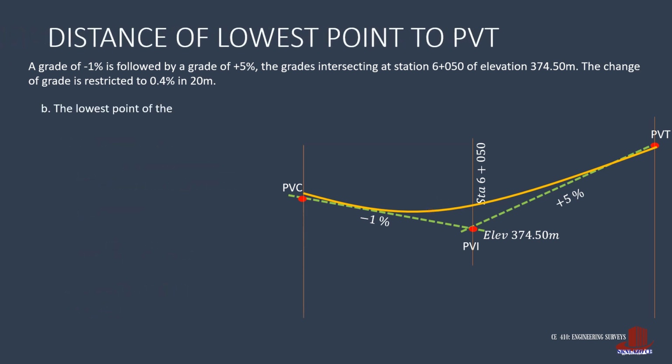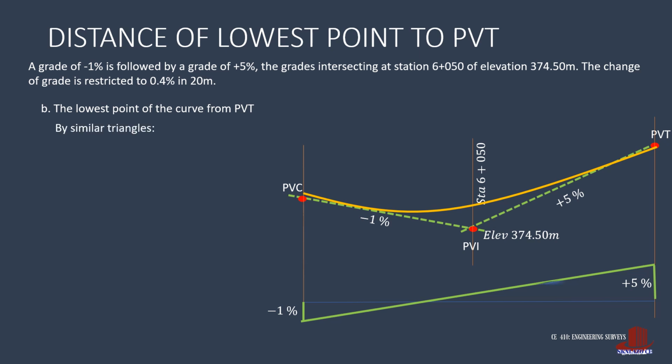Next is to look for the distance of the lowest point to the point of vertical tangency. When dealing with highest or lowest points of the curve, use the grade diagram. Start with negative 1%, connected to positive 5%. And since we are looking for the distance of the point to PVT, we create a triangle with S2.